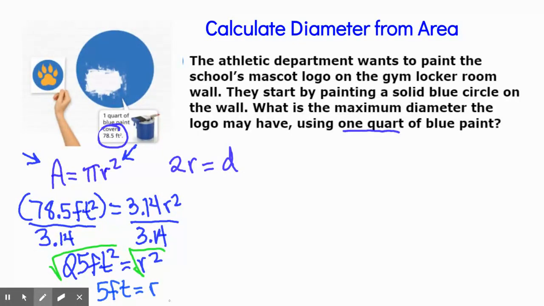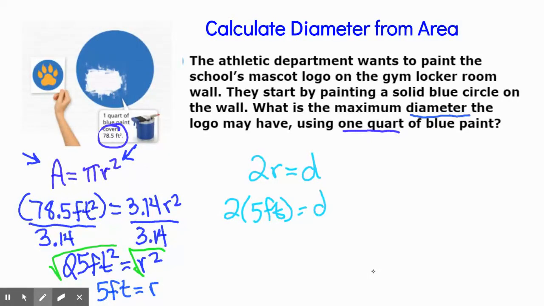Okay, so now I have the radius, and because we're looking for the maximum diameter, now I'm going to use this equation. I'm going to move this so it's separate and do it in a different color. So I know 2r equals diameter. I'm looking for my diameter, and I now have my radius. So 2 times 5 feet equals diameter. So 10 feet equals diameter. That is the maximum diameter.